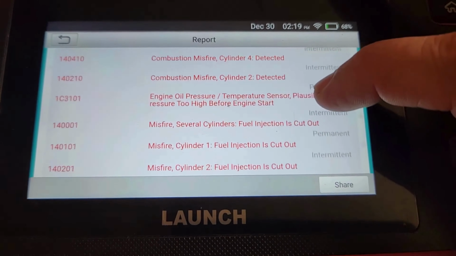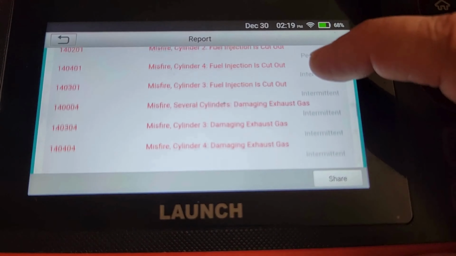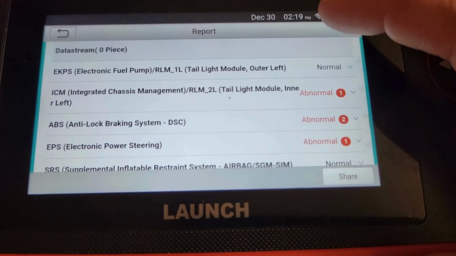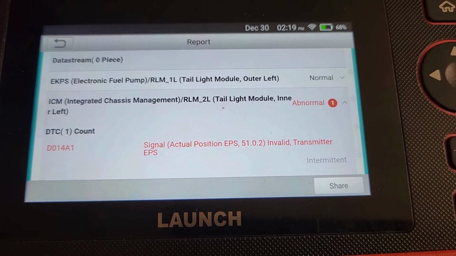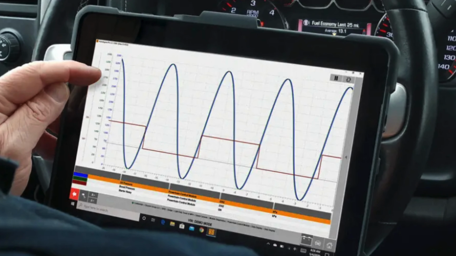But it's not just about reading codes. The OBD-II scanner also gives us real-time data from sensors and control units. It's like having a conversation with your car, and it's super helpful for figuring out what needs attention.